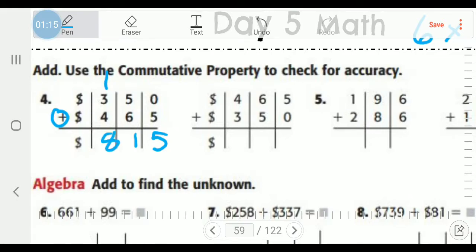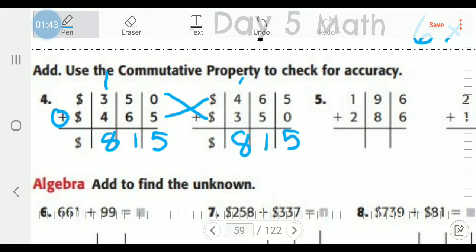Now, if you take a look over here, they've rewritten the problem, but they've switched it around. They put the 465 on top and the 350 down at the bottom. Now, we know the answer is not going to be any different. But because we're checking our math, we're going to go ahead and add it. 5 plus 0, 5. 6 plus 5, 11. 4 plus 3 is 7 plus 1 more, 8.